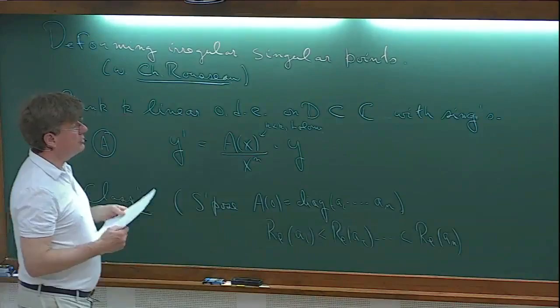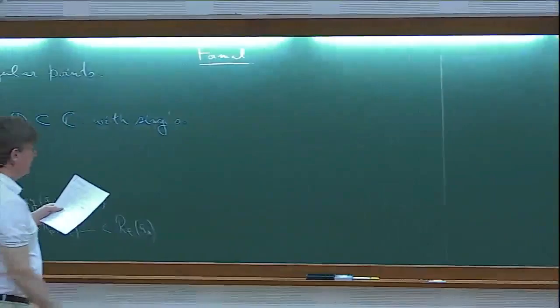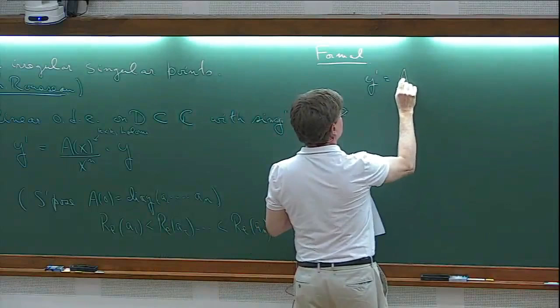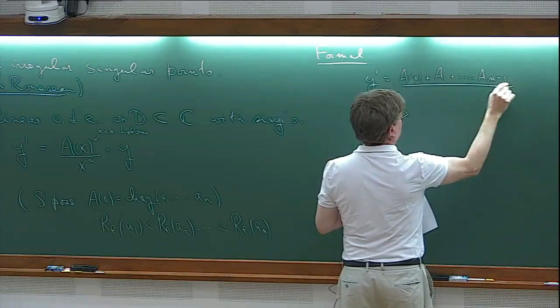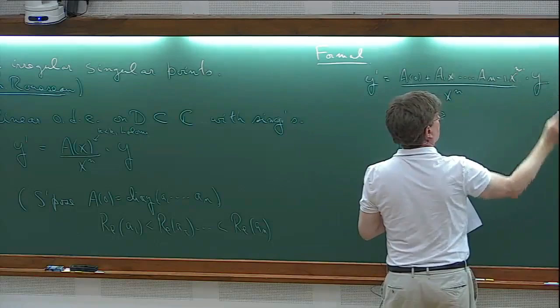Okay, so the formal classification, because I want to do classification. I do the formal one first. I can just, by a power series of gauge transformations, gauge this to A of zero plus A1 x plus ... plus A_{n-1} over x to the n, times y, where the A_i are diagonal.